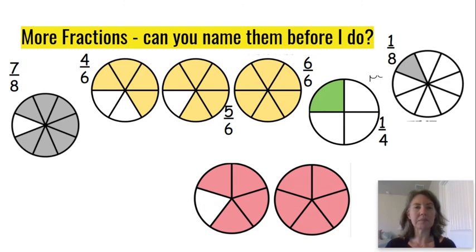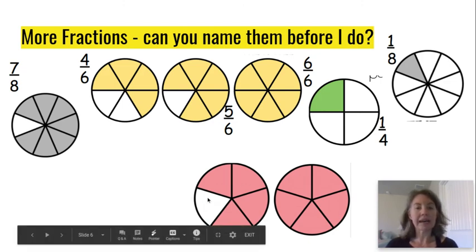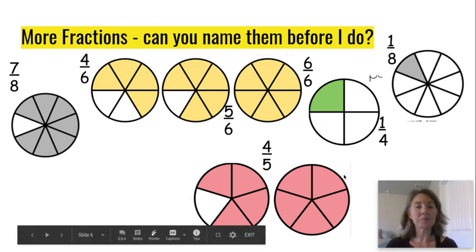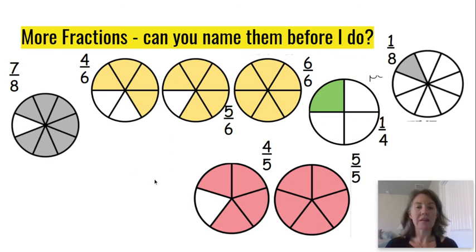Okay, pause it if you need a minute to look at these ones. Okay, the size of these is fifths. I have 5 different shapes to make my whole. My first one, only 4 of them are shaded in, so I would have 4/5. And my second one, I have them all shaded in, and so that means my numerator and denominator should be the exact same, showing that they make up one whole.